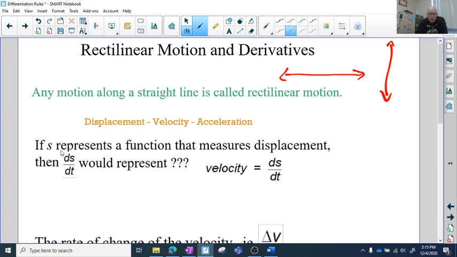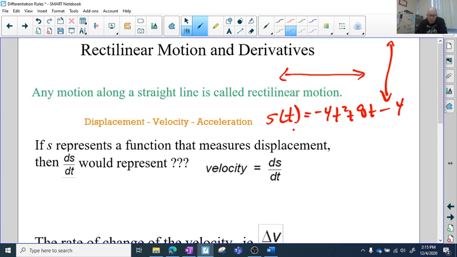Well, imagine that you're given a function s of t, I'm just going to make up something here, s of t equals negative 4t squared plus 8t minus 4. And I told you that this function represented the position of a particle moving along a straight line.